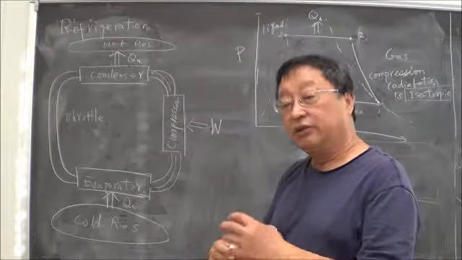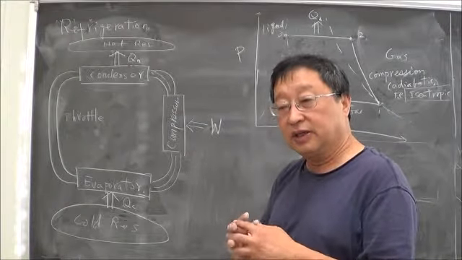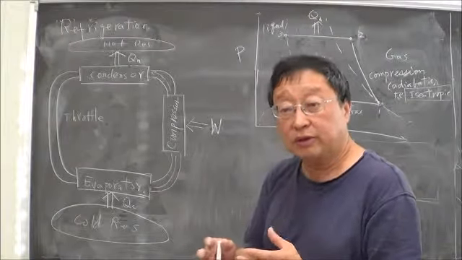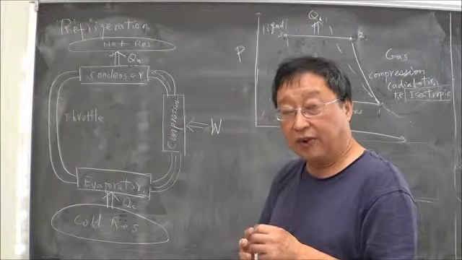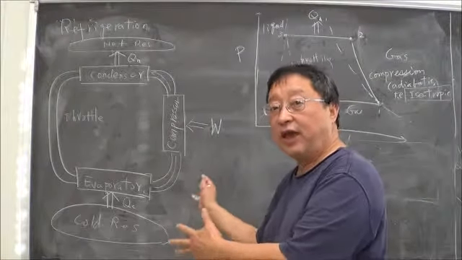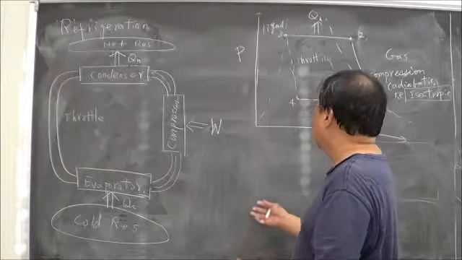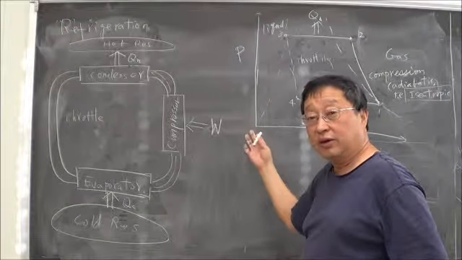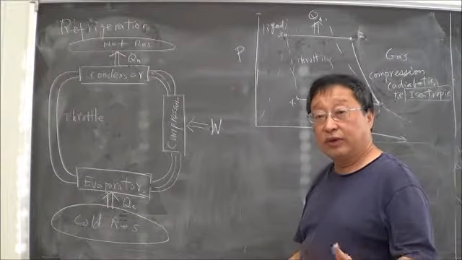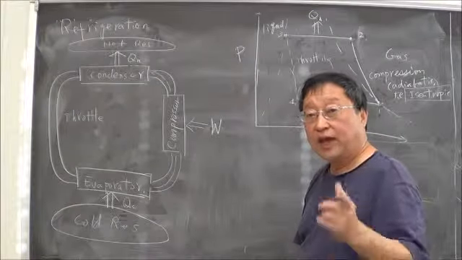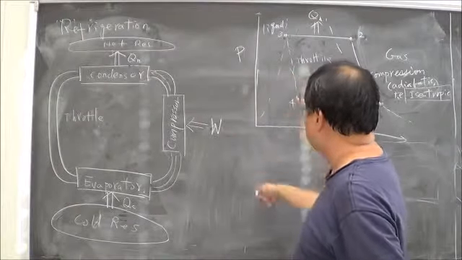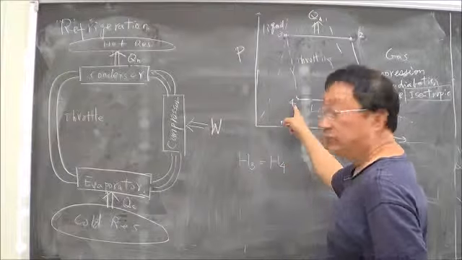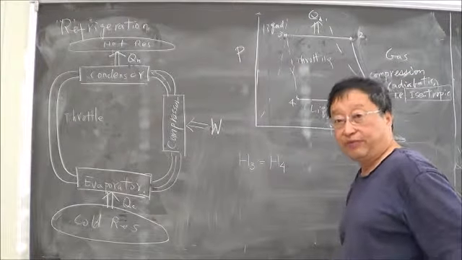Throttling usually comes from something where the intermolecular distance is very small, like a liquid or a very dense gas at a very high pressure. Then you let it expand into a lower pressure part, and the thing will cool down. But the interesting part is that during the cooling down, the enthalpy actually remains the same. So the important part for throttling is that the enthalpy at these two points is the same.